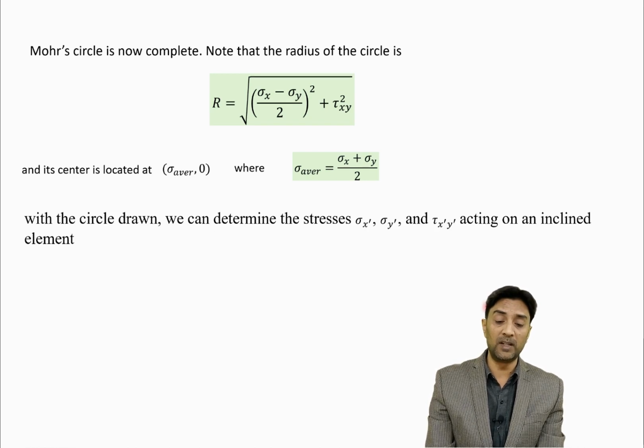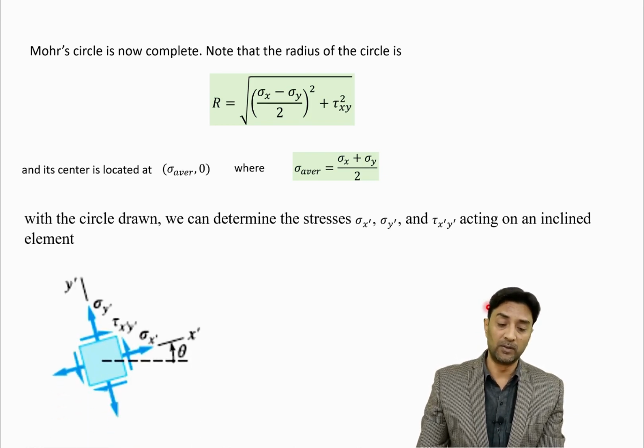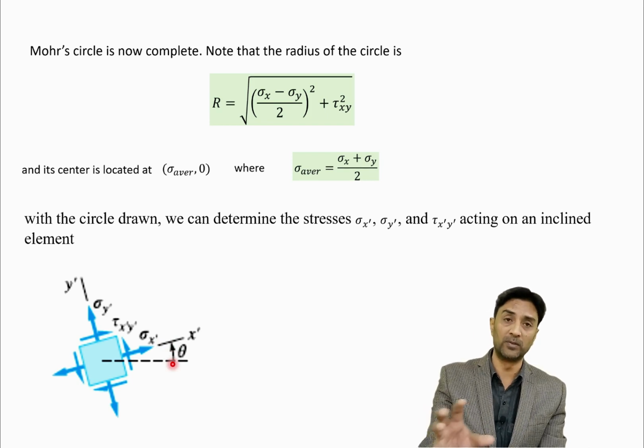With the circle drawn, we can determine the stresses sigma x dash, sigma y dash, and tau x dash y dash acting on any inclined plane. Okay, with the help of that, once you have drawn the circle, you can find the stresses on any inclined plane. For example, whatever is the inclination theta, the same thing you can do on the Mohr circle.